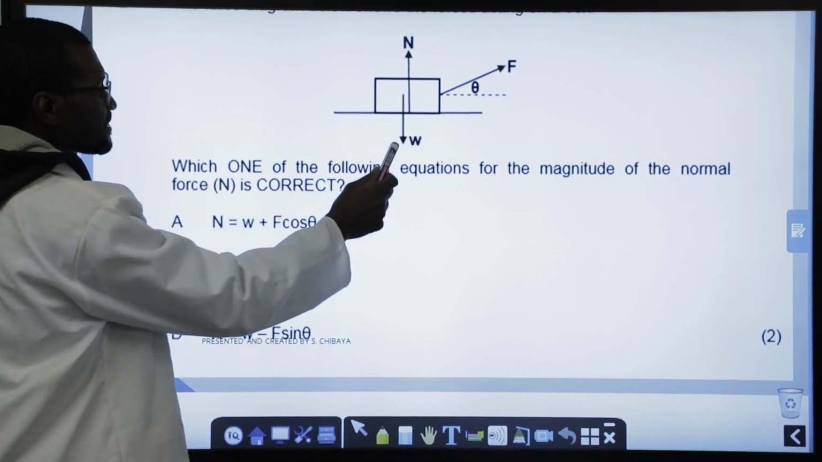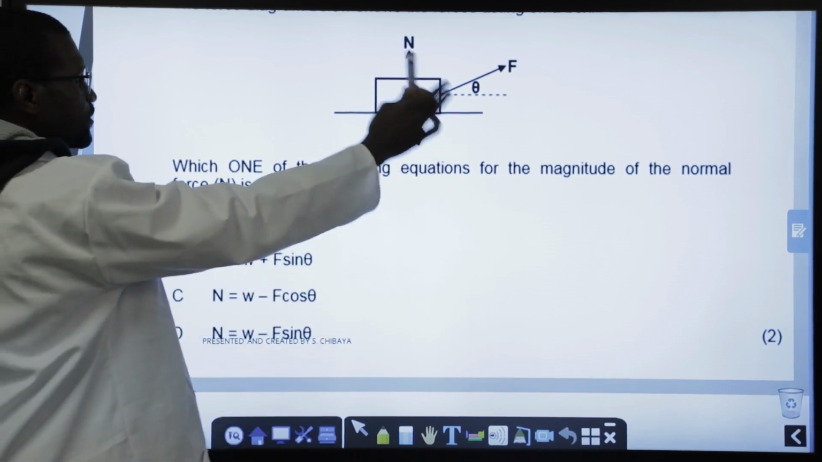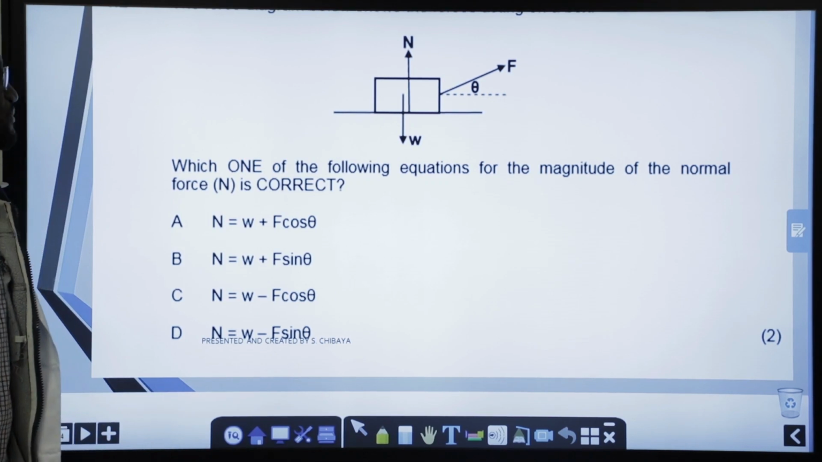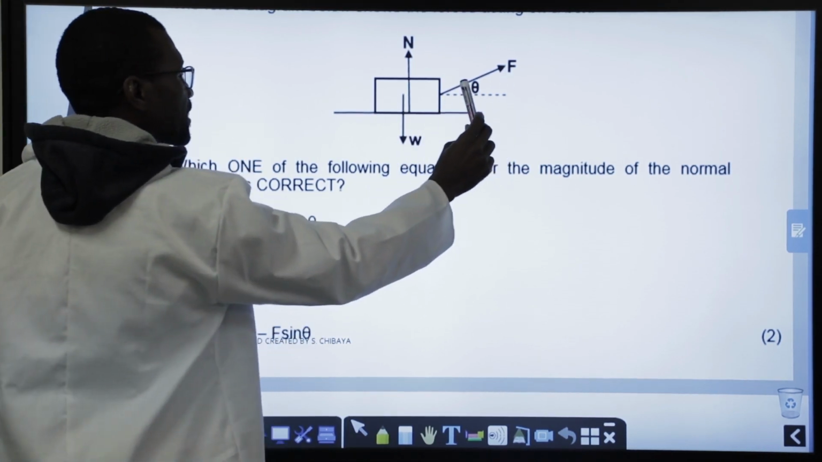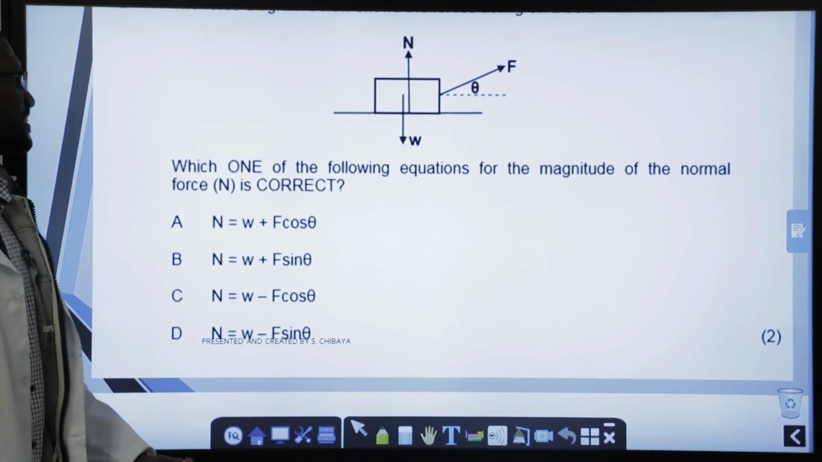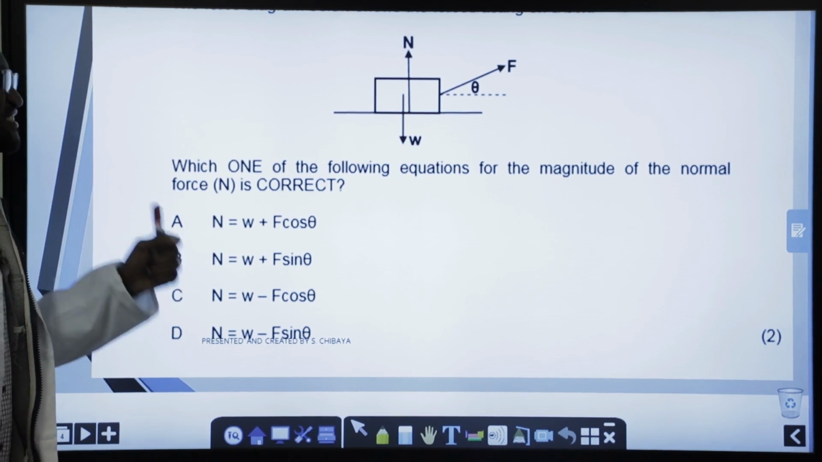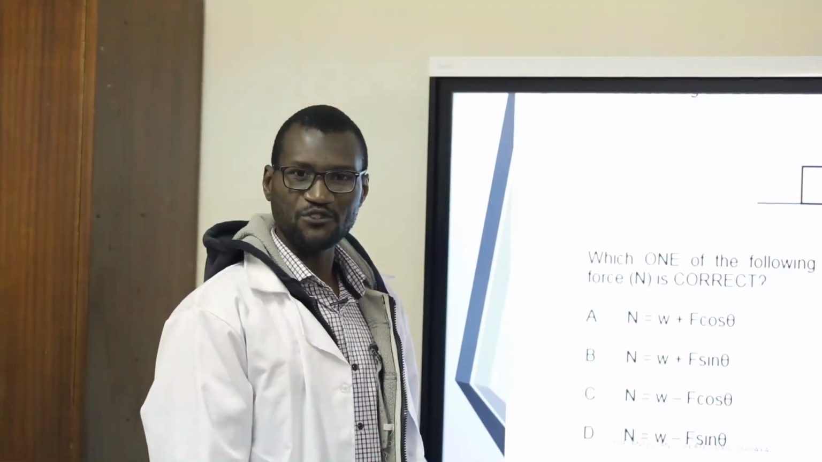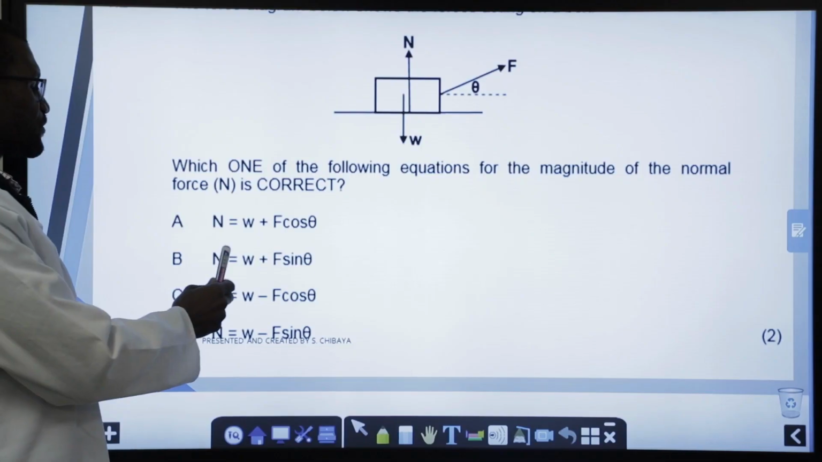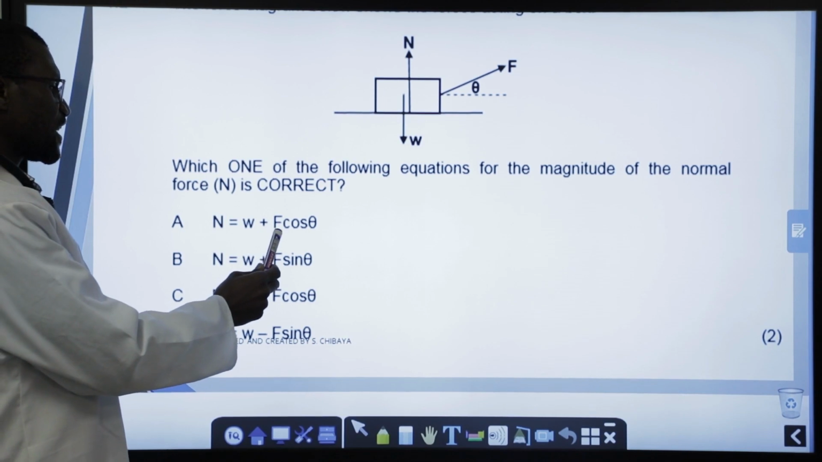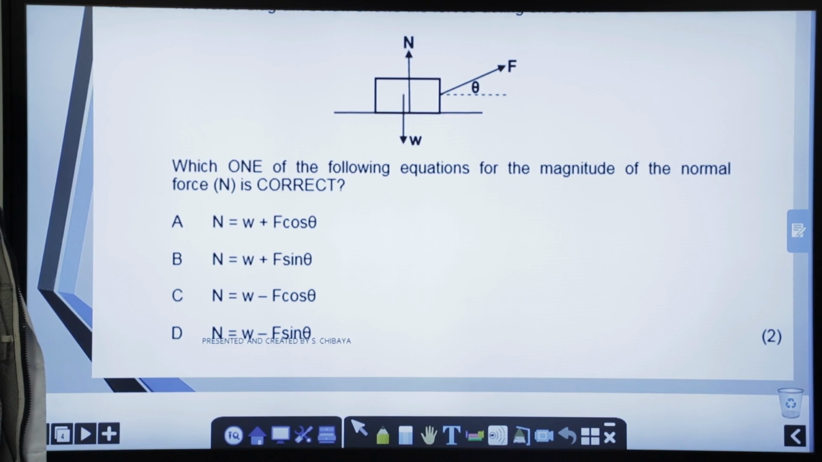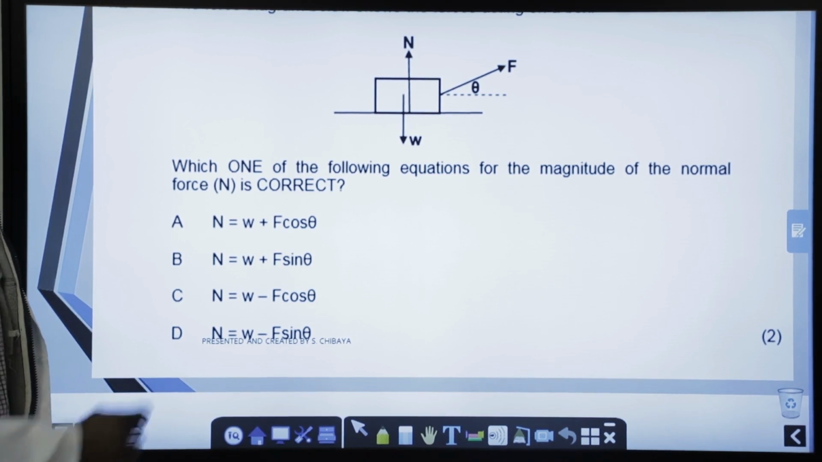It shows us weights on a force diagram and normal force, which we know the definition of. We have got a force of F at an angle of theta, right? And the question is, what is the magnitude of the normal force? Is it A? Normal force is equal to W plus F cos theta. Where are we getting the F cos theta from? Do you remember resolution of forces?